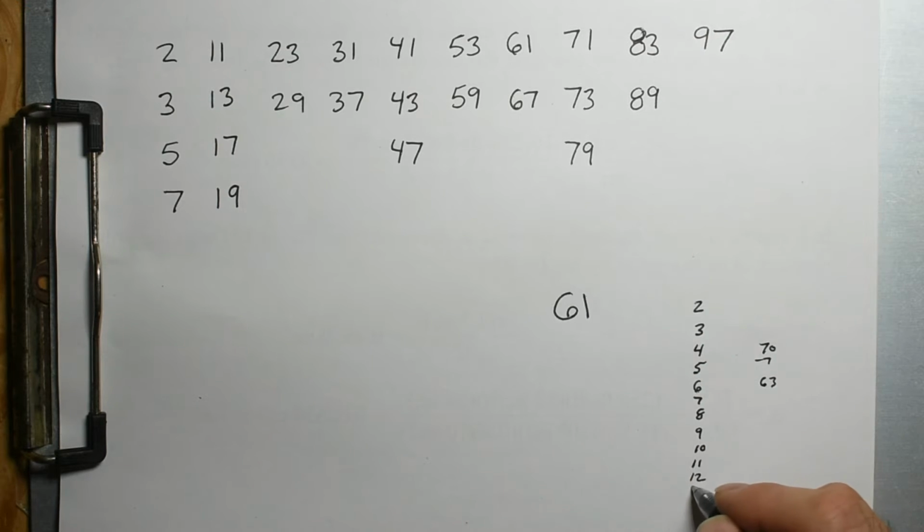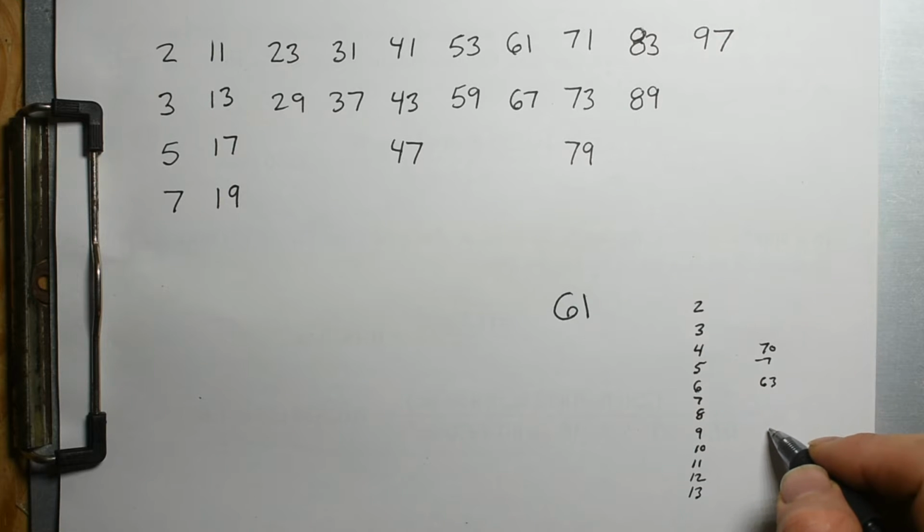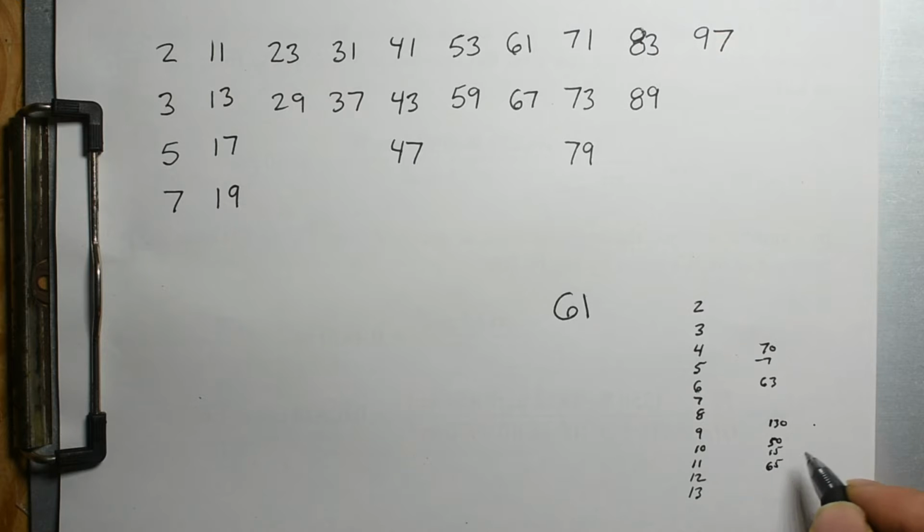12, it's not even. 13, I don't know. 13 times 10 is 130, half that. So 13 times 5 is going to be 50 and 15, that's going to be 65. Okay, so it's not divisible by 13. 14, hell no. 15, hell no. 16, hell no. 17, I don't know.